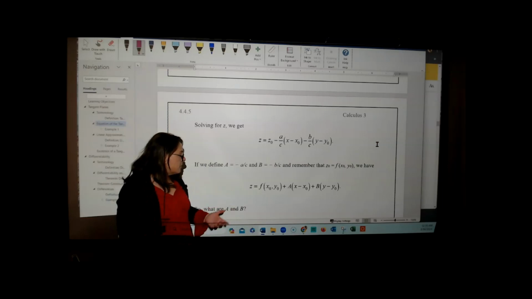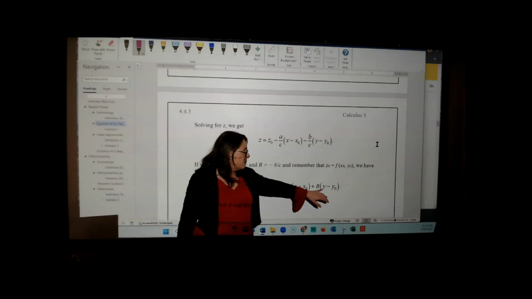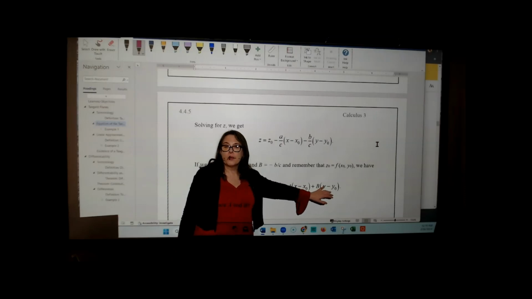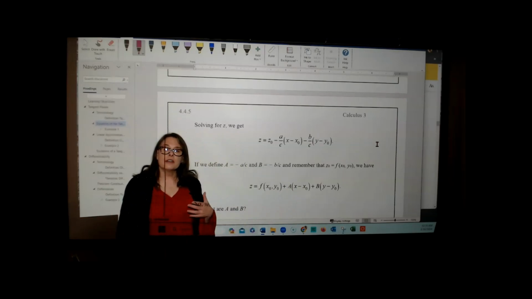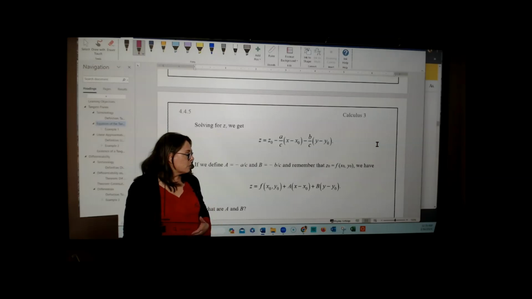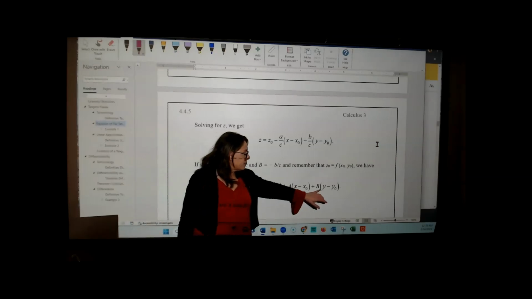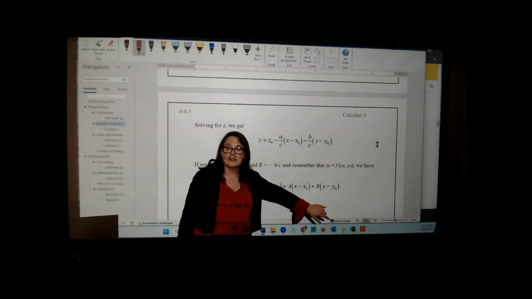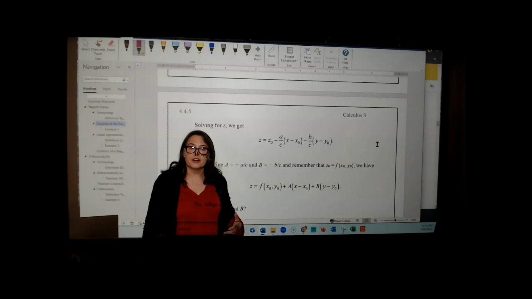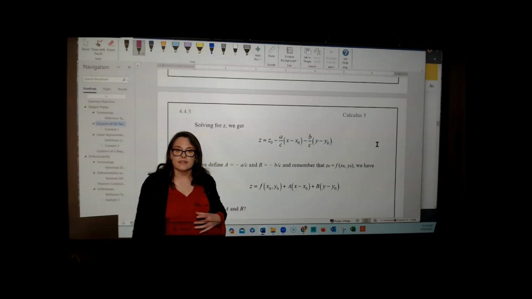To figure this out, the first thing we want to do is make one of the variable values constant, much as we did in the previous section when we were looking for equations of tangent lines to a trace, the intersection between a surface and a plane that was parallel to x or y. In this case, we're going to start by holding y constant. So we're allowing x to vary, but y is not going to vary.